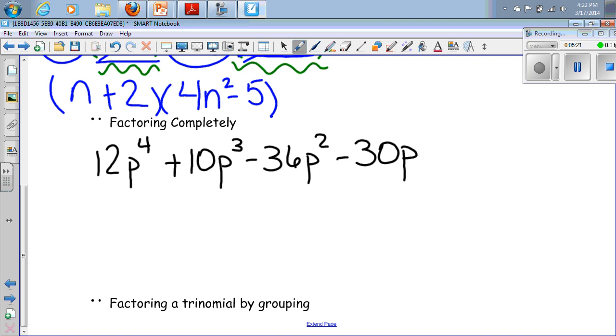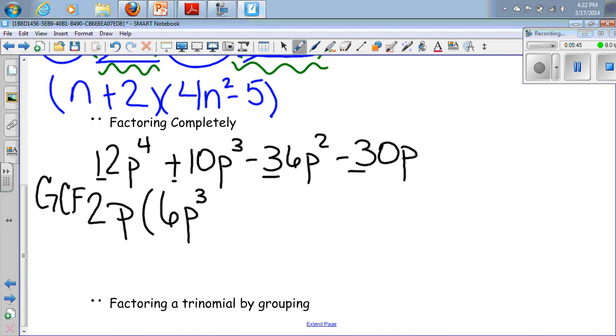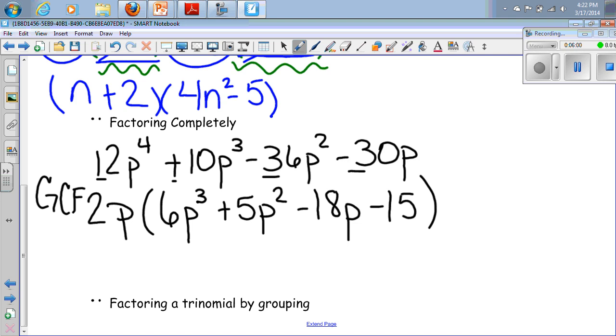So the first thing I want to do is look for a GCF. I can pull a p out of everything, can't I? All these numbers are even, so let's even do 2p. Then I'm left with 6p to the third plus 5p to the second minus 18p minus 15.